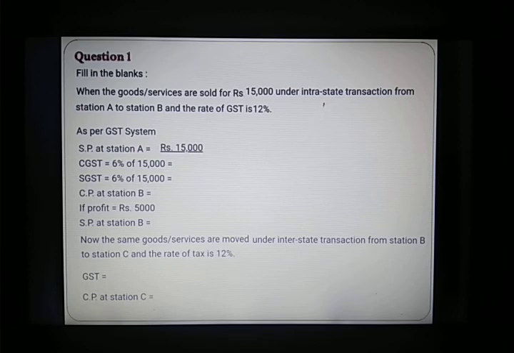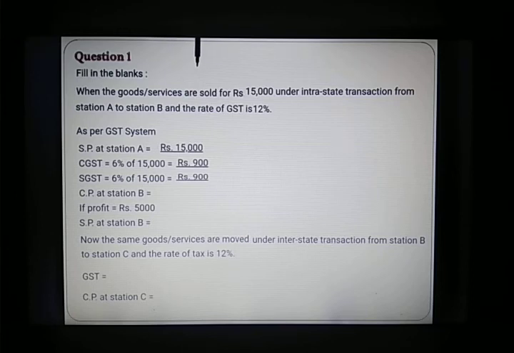Now since it is an intrastate transaction, there is going to be CGST and SGST applicable. And since the rate of GST is given to be 12%, CGST and SGST both are going to be exactly half of this, that is 6% and 6%. So they are asking to calculate what is 6% of this, what is 6% of this. When you calculate them, you'll get 900.